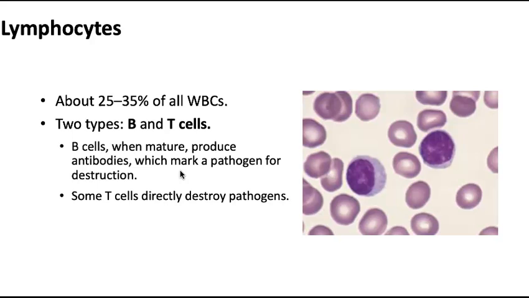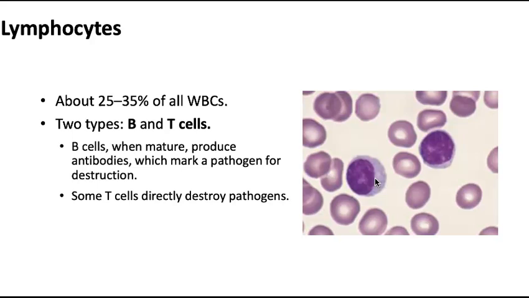Our lymphocytes are found in about 25 to 35% of all of our white blood cells, and there are two different types, our B cells and our T cells. You'll also see when looking at these cells that they have very little cytoplasm. Their nucleus takes up a majority of the space. Now let's talk about the B cells first.